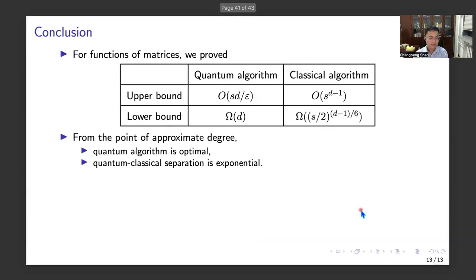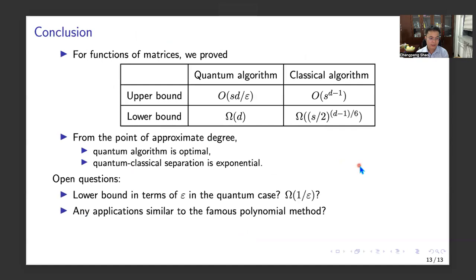Okay, finally, I'll make a simple conclusion. For functions of matrices, we obtained this table about the query complexity. And from the point of the approximate degree d, the quantum algorithm is optimal. And we also obtained that the quantum-classical separation is exponential.